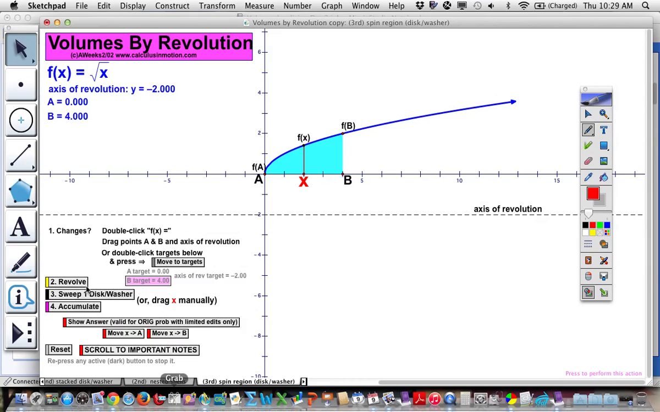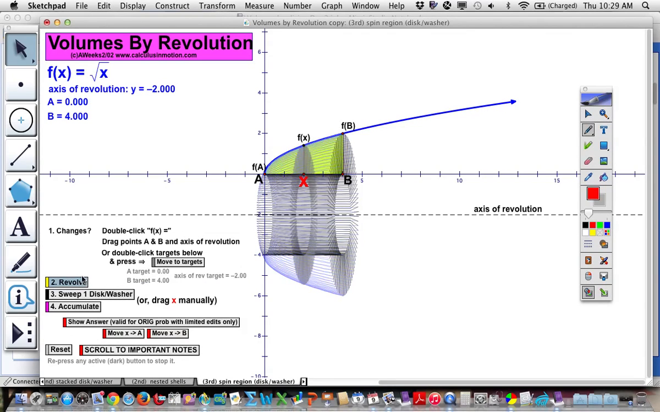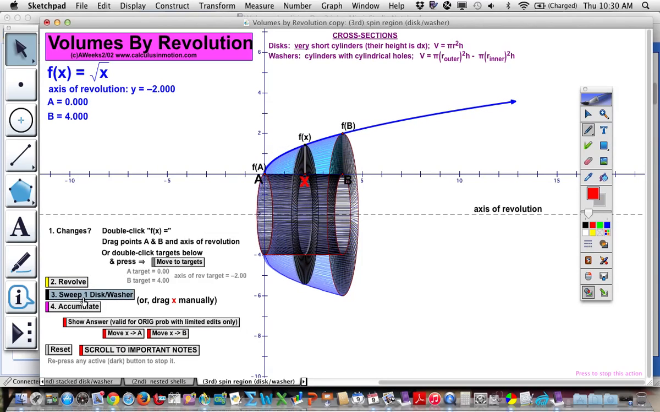Okay, you notice here they say sweep one disc / washer. Okay, so these are typical discs and washers. We can call them circles and rings or whatever. But when we revolve this region, we do in the sense then that, yep, there is some empty space in there. And look at our slice right there. Okay? Our slice is just a ring. Okay? So let's quit revolving that.